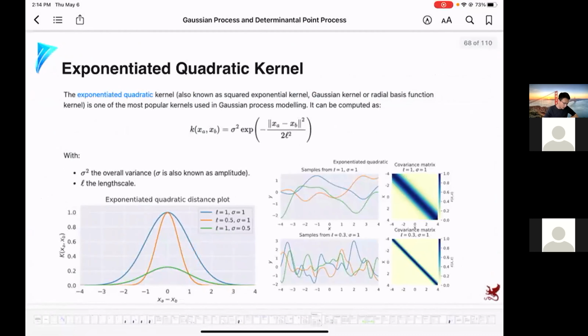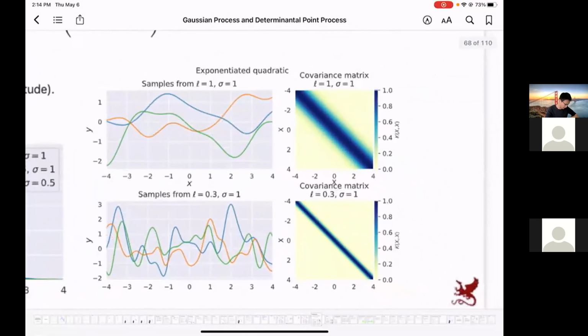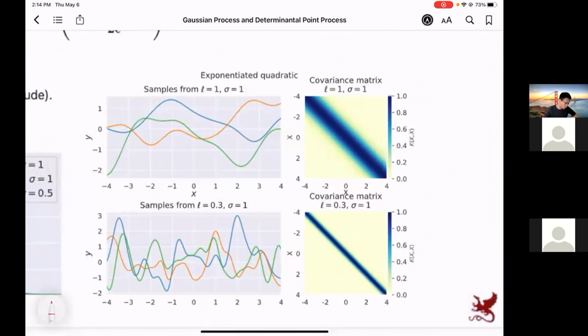And then we can look at what the functions look like when we actually draw samples specified by this Gaussian kernel. I will make this a little bit bigger. I'm showing two different parameter settings: L equals 1, sigma equals 1 versus L equals 0.3 and sigma equals 1. We're showing the covariance matrix here, and then the functions we can draw out of these settings.